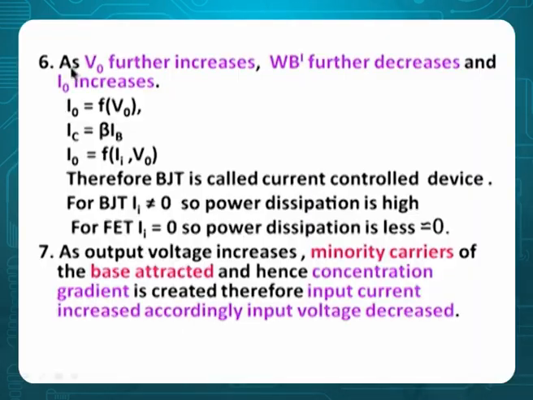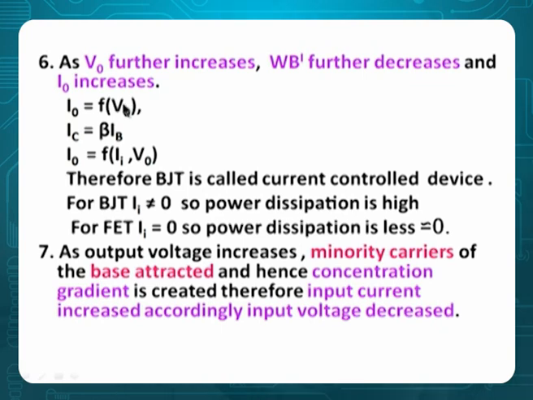Sixth point, as V0 further increases, the base width further decreases, and when the base width decreases, carriers can easily go into the output. That's why I0 increases. Therefore, I0 is a function of V0. And we already know IC equals beta times IB, so IC depends on input. I0 depends on input and I0 depends on output. If you combine, I0 is a function of IB and V0. Therefore, BJT is called a current control device.